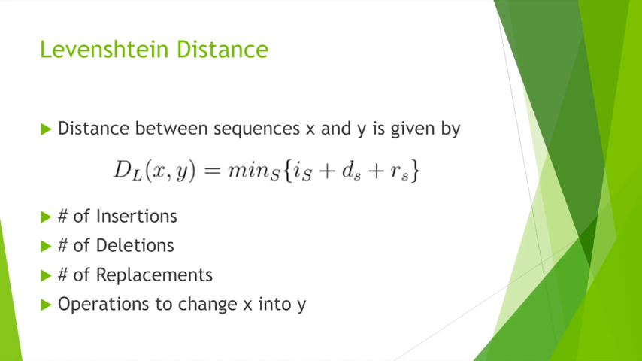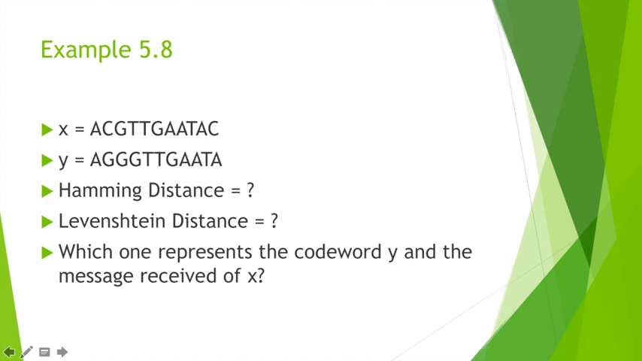So we're going to use the Levenshtein distance to tell us more about the pattern relationship between the code word and our resulting message. So the Levenshtein distance is taking the minimum of the number of insertions plus the number of deletions plus the number of replacements so we can get X to change into Y. So there are probably long ways you can go about getting one sequence to look like another, but if we take the minimum, that's our Levenshtein distance.